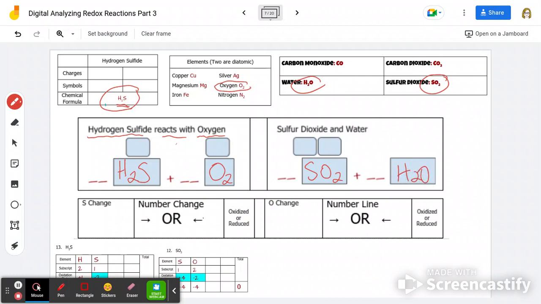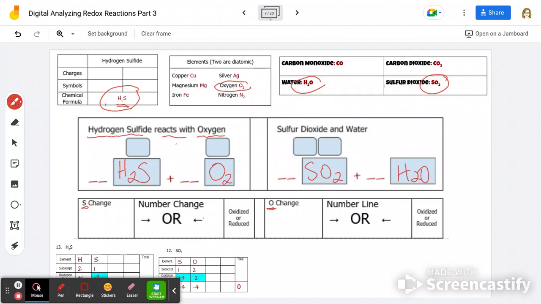Now the question wants to know how sulfur changes in the reaction and how oxygen changes. So one of those elements is going to be oxidized and one will be reduced. So you're going to look at how the oxidation state changes for sulfur and how it changes for oxygen.